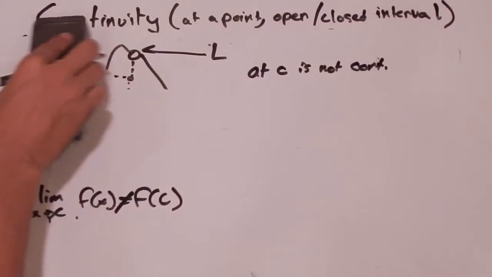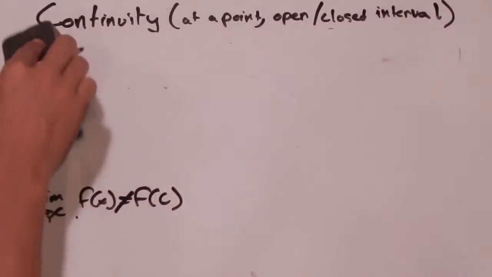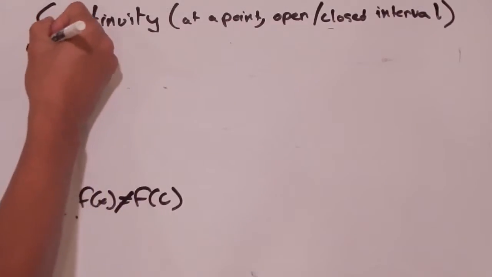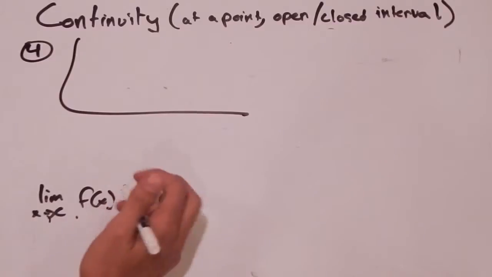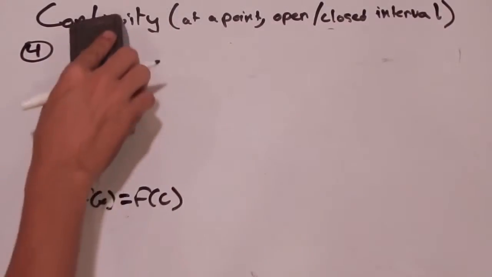We're going to look at one more, and then we'll look at an example where a function is continuous. So that was 3. This is going to be 4. Let's go back to our original statement of continuity, and let's fix this.